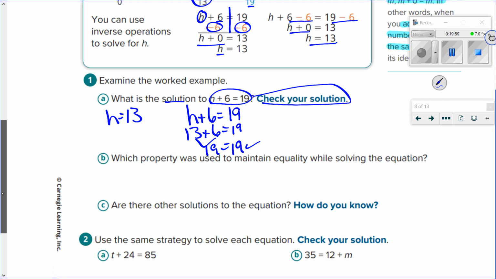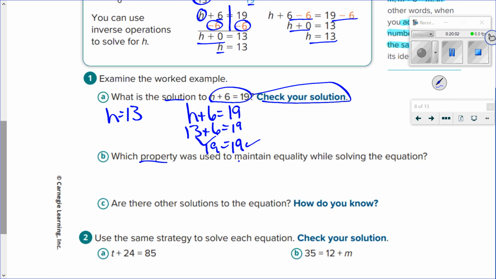Here's our big one. Which property was used to maintain equality while solving? What property did they use? The subtraction property of equality.